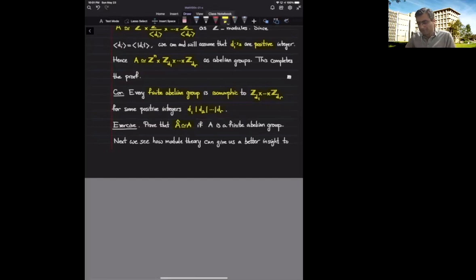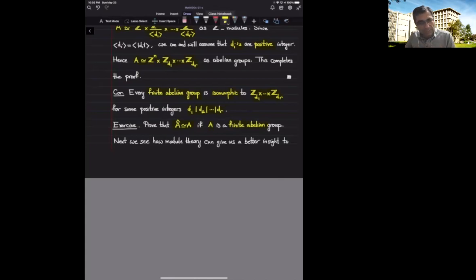But disregard this if you get confused a bit, that's okay. This is an excellent exercise. Try to show that the dual of a finite abelian group is isomorphic to itself using the classification of finite abelian groups. So if A is a finite abelian group, show that it's isomorphic to its dual.